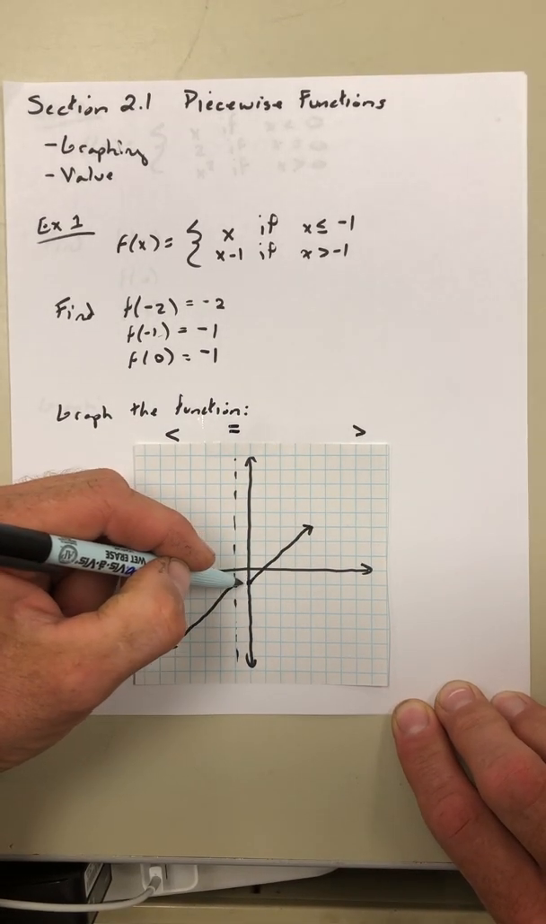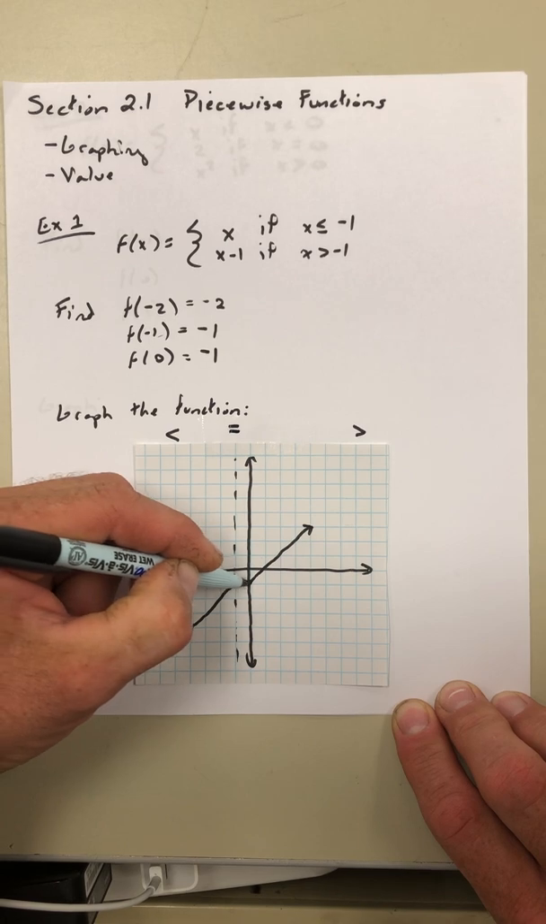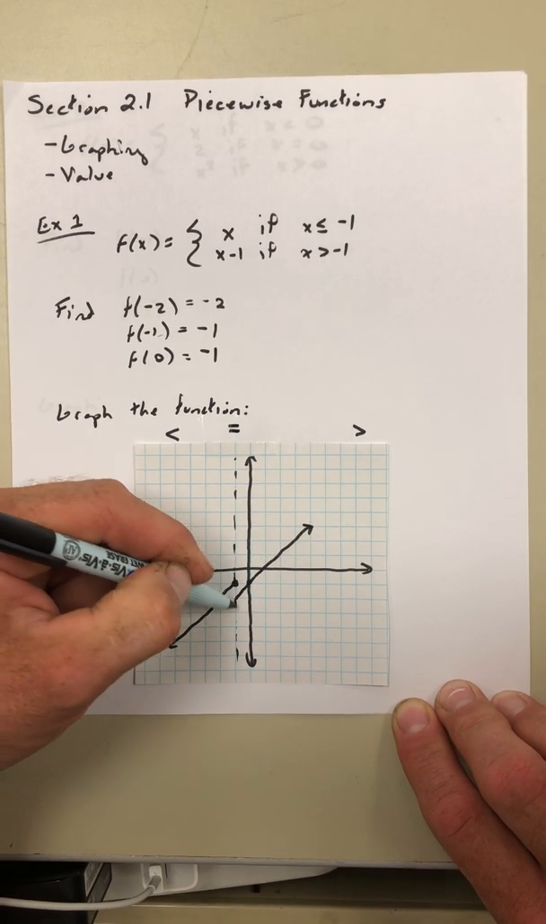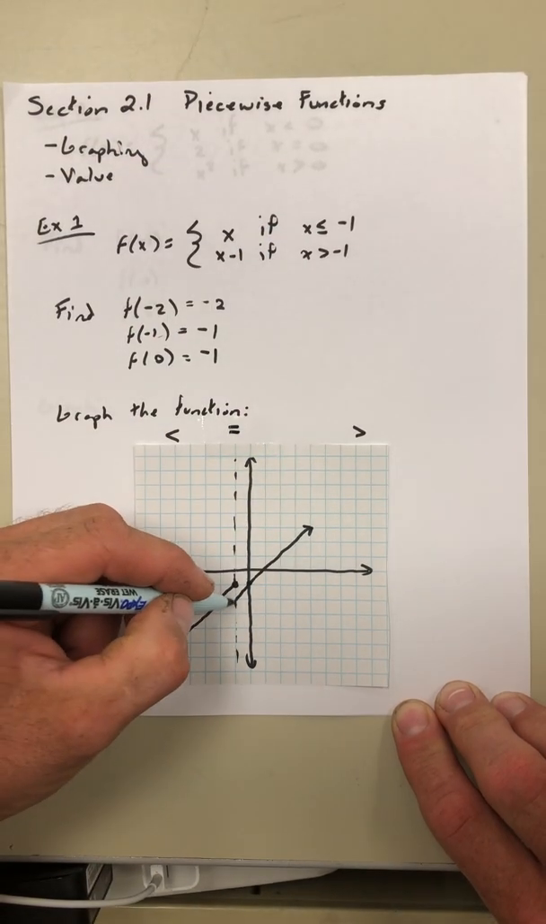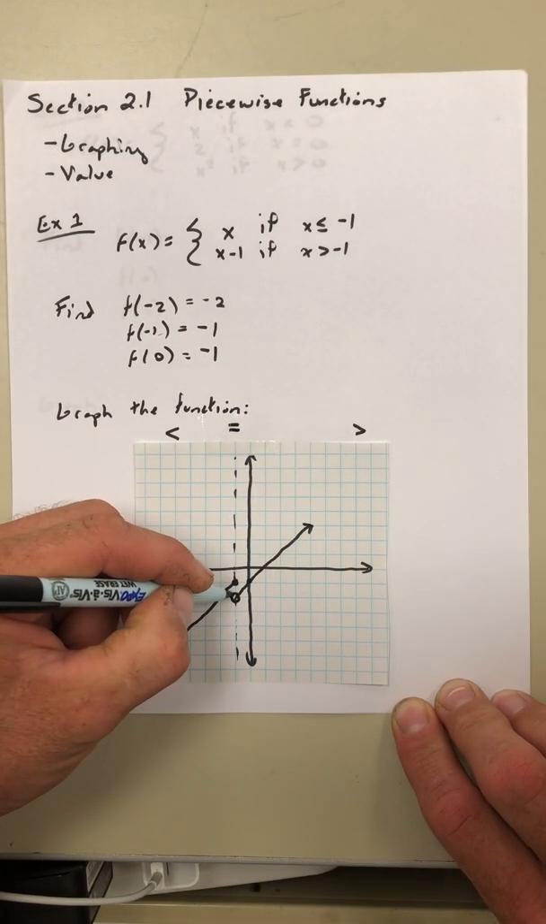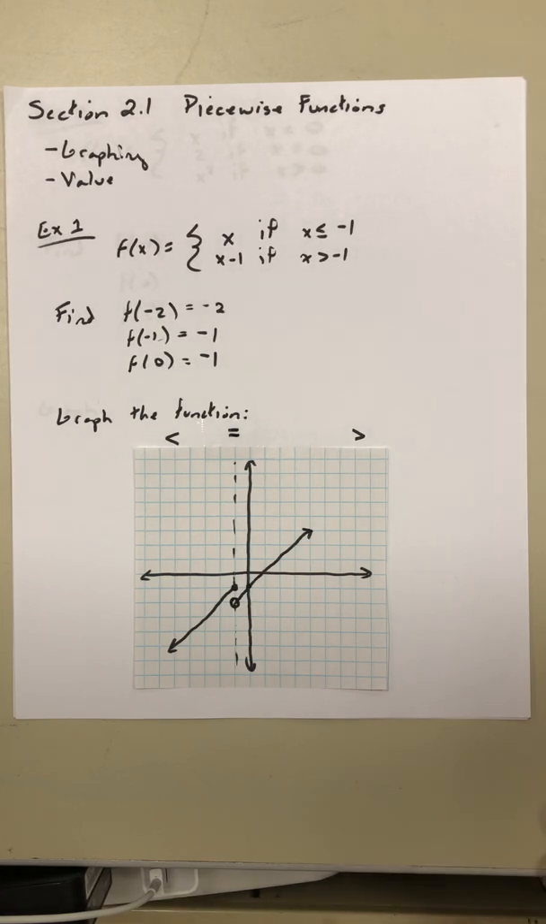Now, if we work our way back 1 and down 1, once we run into this line, we stop and we think, are we equal to it? No. So we're going to put an open circle at the end of that.